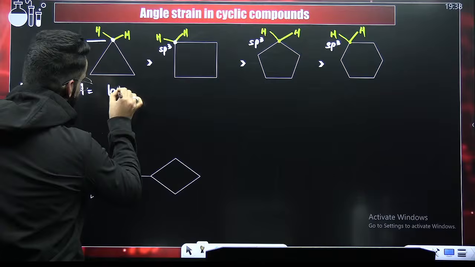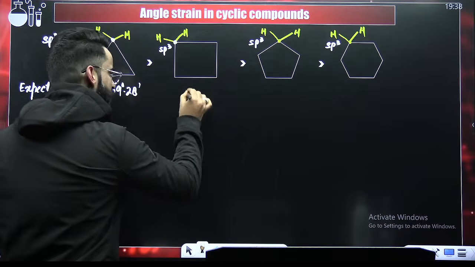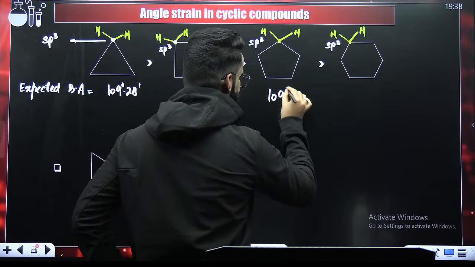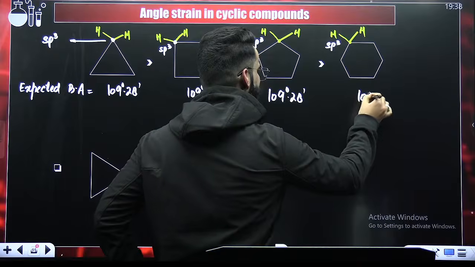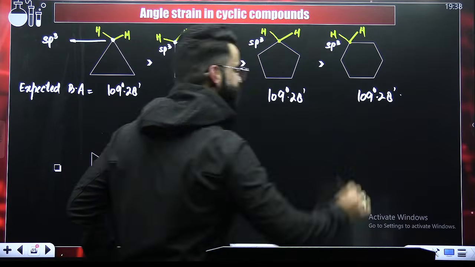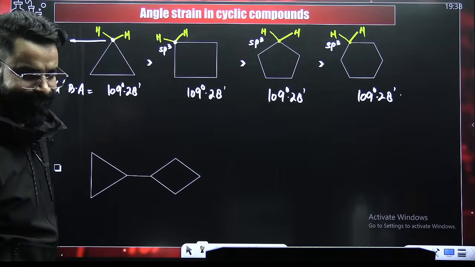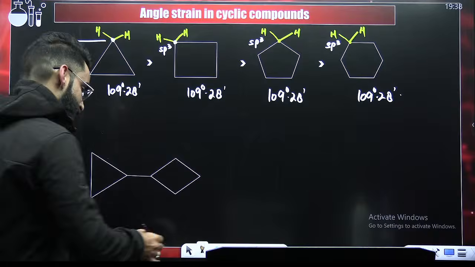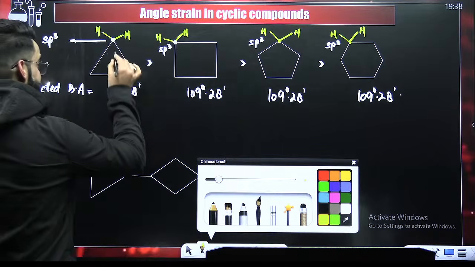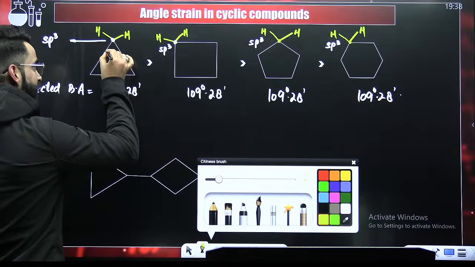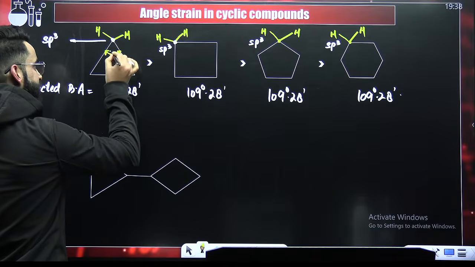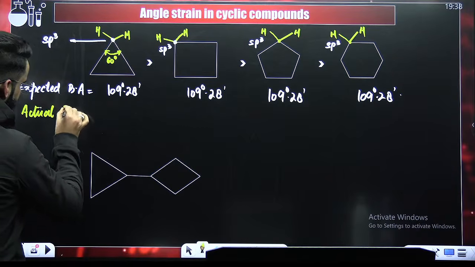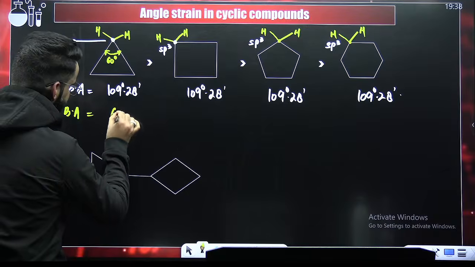Expected bond angle here is going to be 109 degree 28 minutes. Here also it's going to be 109 degree 28 minutes, and here also, and here also. This is the expected bond angle everywhere. Now, if the expected bond angle here is 109 degree, what is the actual bond angle here? It is 60 degree. The actual bond angle here is 60 degree.